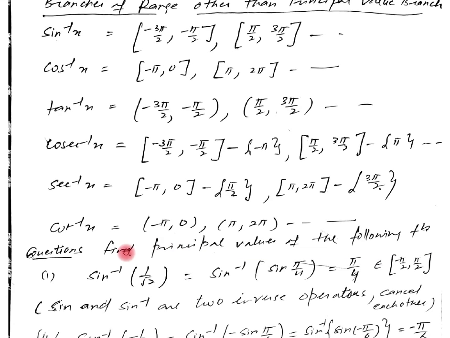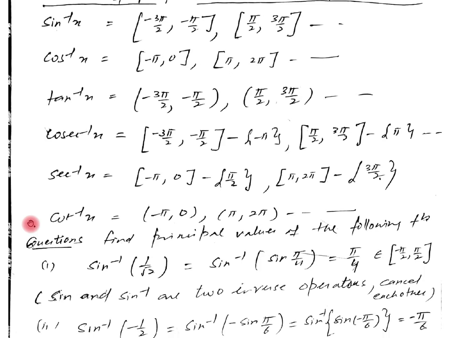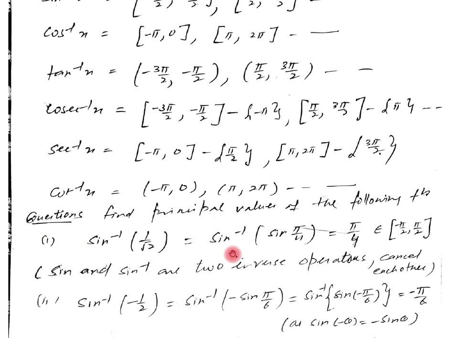Now here, let us see the questions. Only that table will be used in our question. The question is: find the principal value of the following function. The questions here are very simple. The first question is sine inverse 1 by under root 2. We have to find out the principal value of the following function.